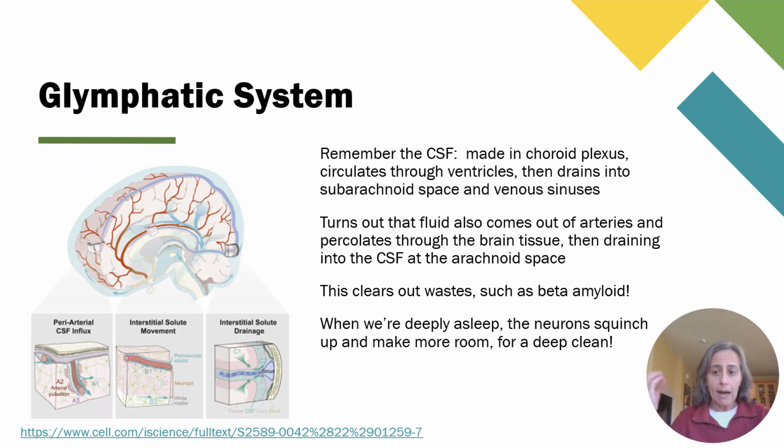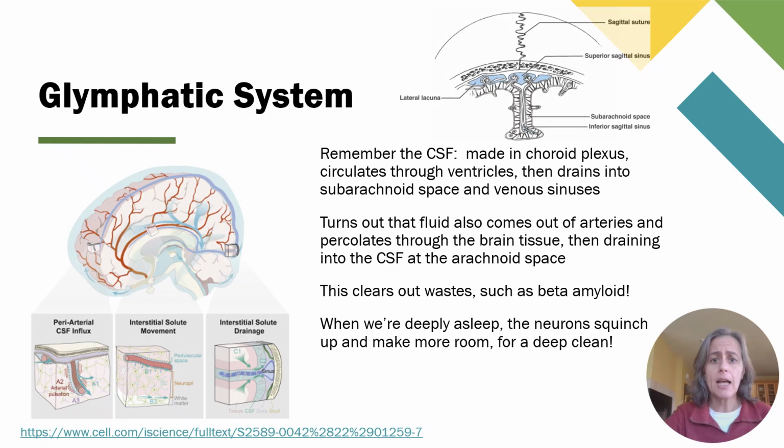Then some of it goes out into the subarachnoid space. Some of it goes down through the central canal of the spinal cord. Remember that whole circulation of CSF on the inside and around the outside of the whole central nervous system. And then it ultimately drains through the arachnoid granulations into those dural venous sinuses, like that superior sagittal sinus.